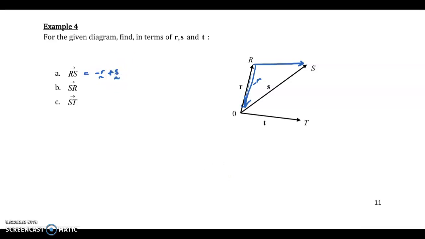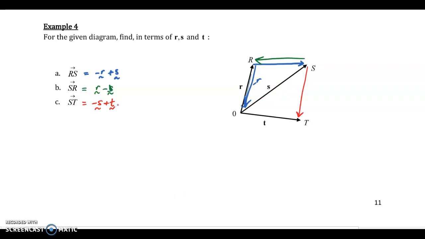Then similarly for SR, I'll use a different color pen. If I wanted SR, I'd need to flip S, so it would be R minus S. And then for ST, I'll use another different color. I'll need to flip this one, S, so it will be minus S plus T.